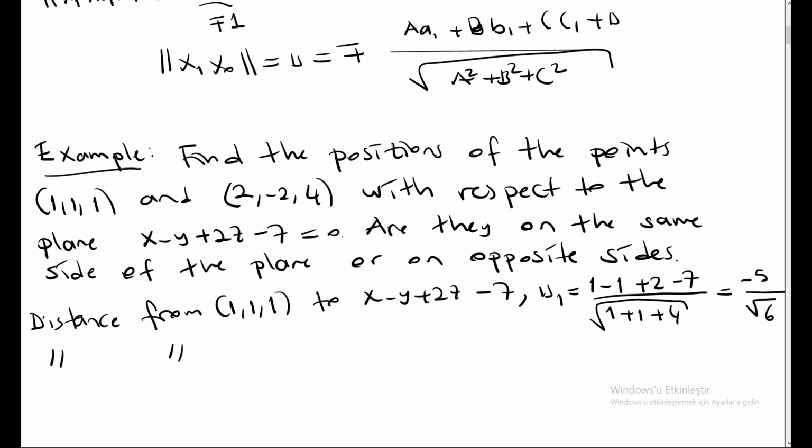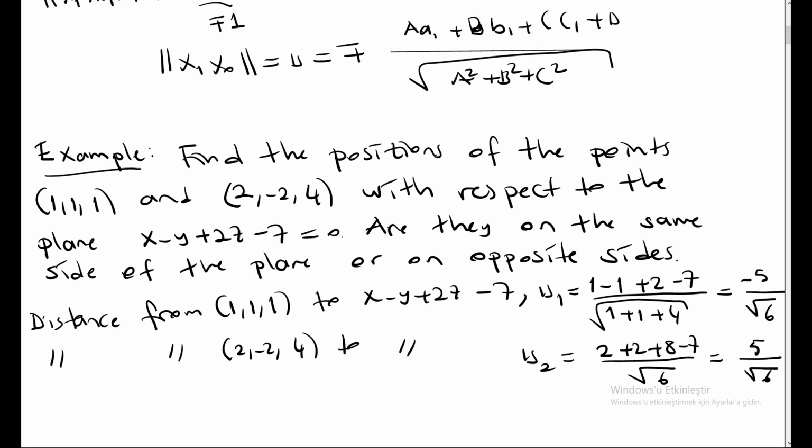Distance from, let's say, 2, negative 2, 4. So in this case u2 will be 2 plus 2 plus 8 minus 7 over square root 6. So you see you have 5 over square root 6. So they are on opposite sides.